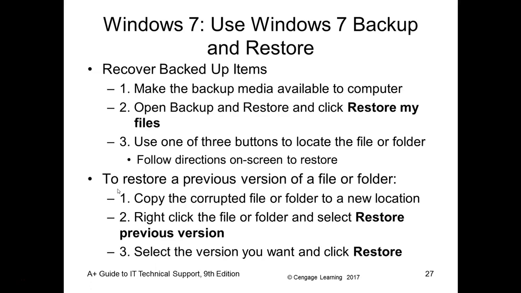Okay, so to recover it, then you just open up the Backup Restore wizard again, click on Restore My Files, and then use the button, go through and drill down through the directories that you need and select the version that you want to restore. Okay, you generally only want to restore that one file or folder.